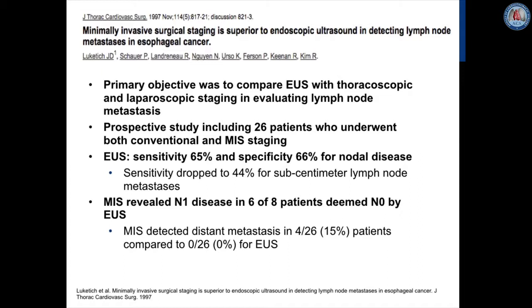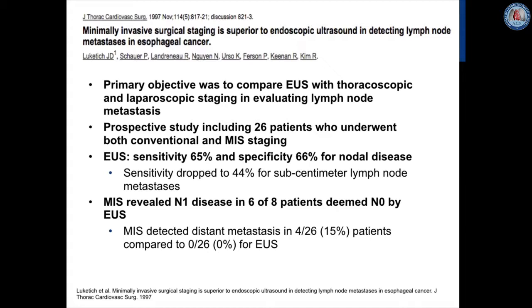In 1997, Lukatich and colleagues carried out a study to compare endoscopic ultrasound with laparoscopic and thoracoscopic staging for evaluating lymph node metastases. This was a prospective study of 26 patients who underwent both conventional and MIS staging. The sensitivity and specificity of endoscopic ultrasound for identifying nodal disease was 65 and 66% respectively. However, the sensitivity decreased to 44% for nodal metastases that were smaller than 1 centimeter in diameter.